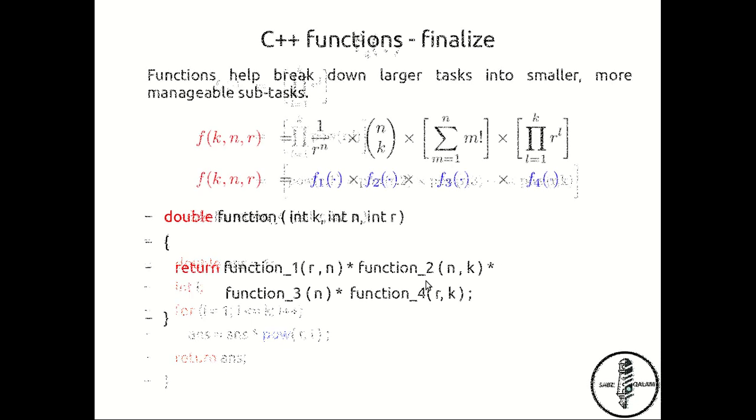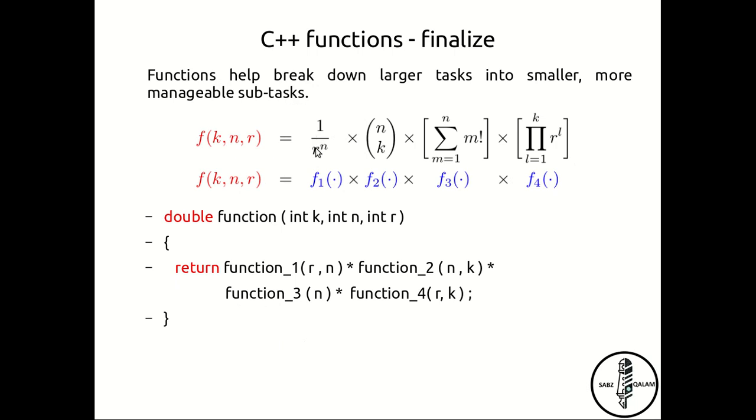So now that we have really figured out how to make these functions independently, we can now combine them together to come up with this really complicated function. So the function has three, we can see here, 3 independent variables, so we put them here, integer k, n and r as arguments, and really the answer is just function 1 times function 2 times function 3 times function 4.